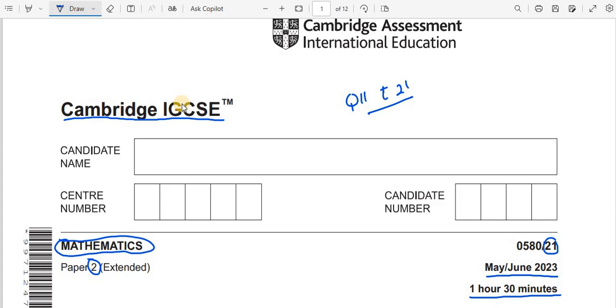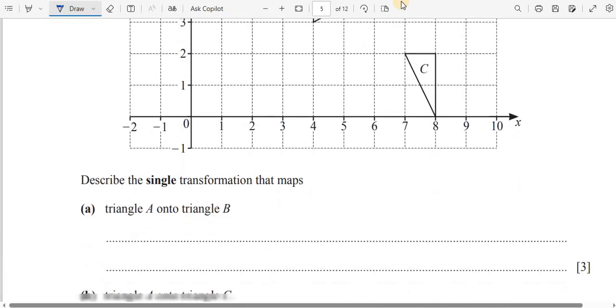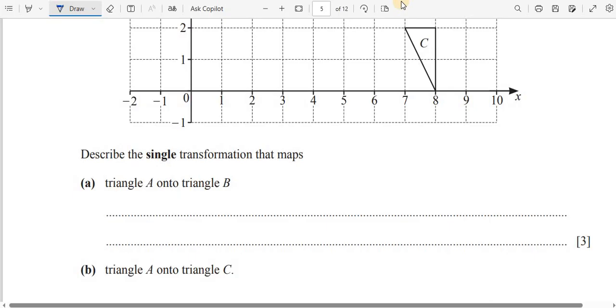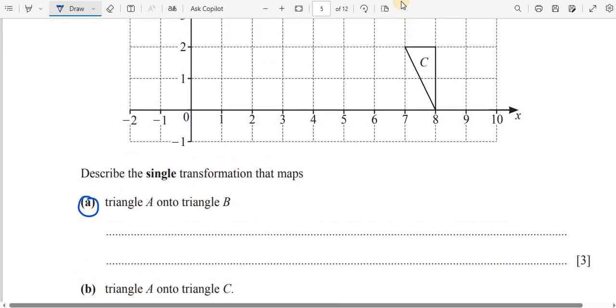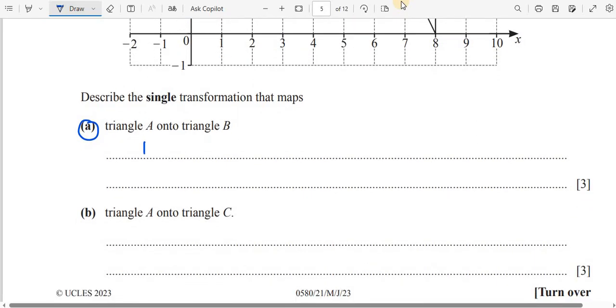Now we solve question number 11. Describe a single transformation that maps triangle A onto triangle B. This is triangle A and this is triangle B. We can see that this scale factor is 1 and this is 2, so it is an enlargement with scale factor 2. Okay, so the first point is enlargement.